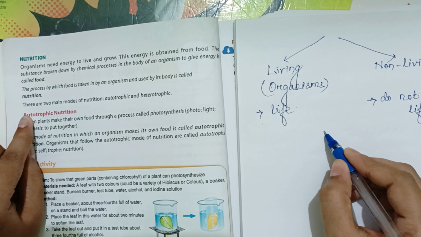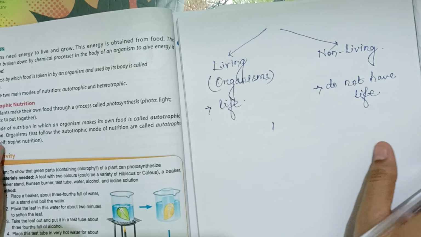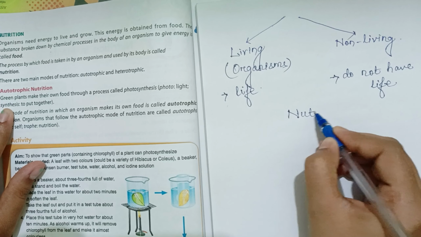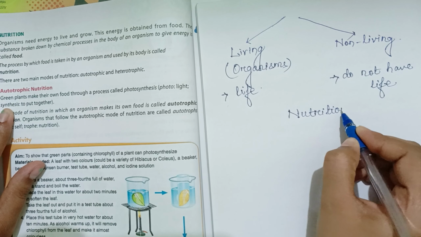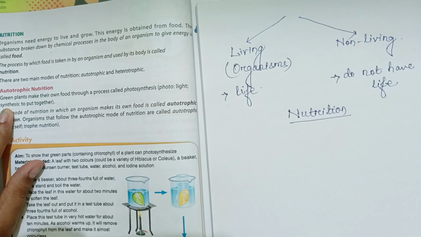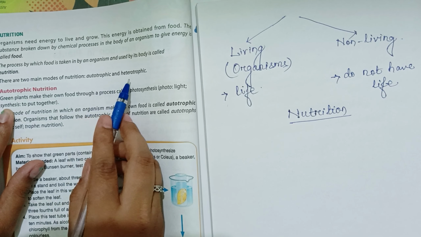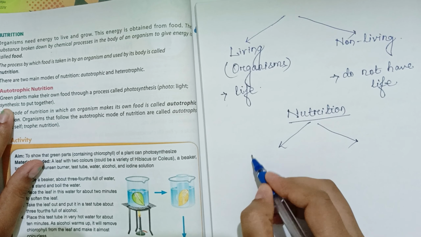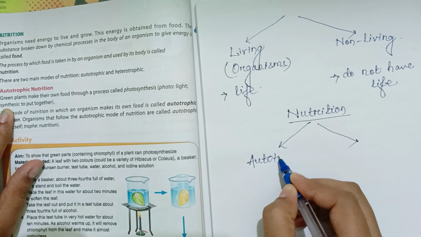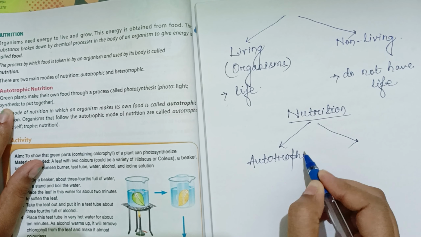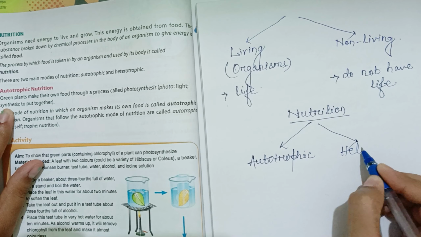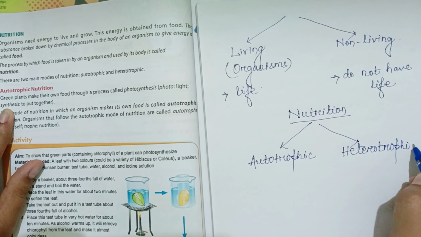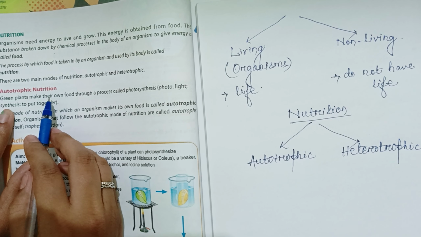Nutrition is of two kinds. Nutrition is mainly divided into two types. As you can see over here, two main modes of nutrition: autotrophic and heterotrophic. One is autotrophic and one is heterotrophic. Now what is autotrophic nutrition?